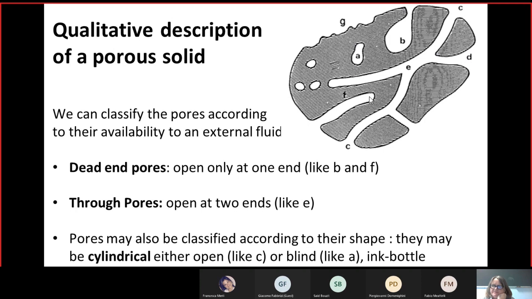So there are many different shapes to these pores, and this makes it difficult to quantify pores. So it's important to understand the different types of pores, the shapes, whether they're open or closed. If they're open, are they dead end or are they through pores?